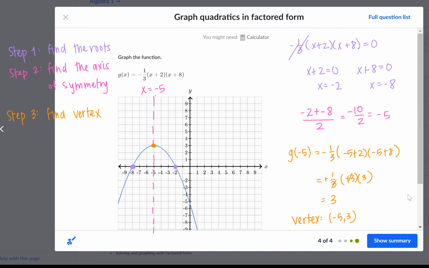And that is how you can graph just by looking at the equation for a quadratic function, if it is in factored form, this form with the double brackets, or even if there's just one bracket. It's how you can go from the equation to being able to draw the graph.